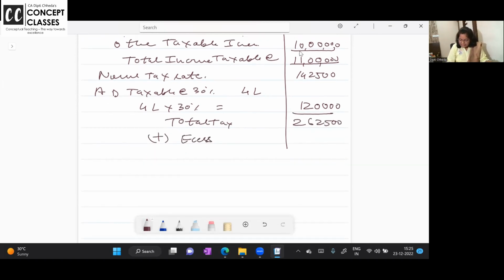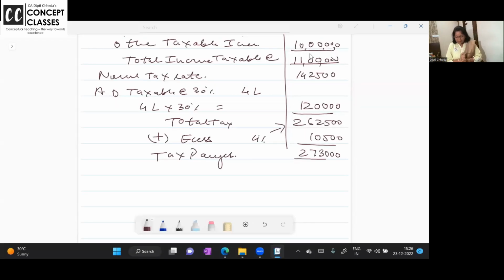So directly, cess is always charged on tax. So 2,62,500 into 4% is 10,500, and so the tax payable by the trust is 2,73,000. Okay, 2,73,000. Is the tax payable clear?